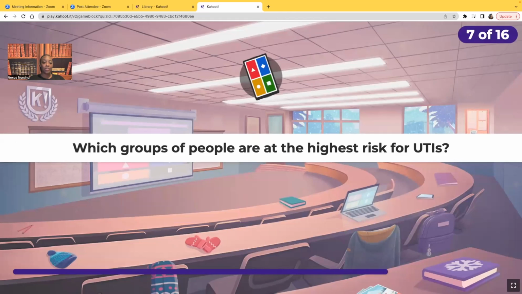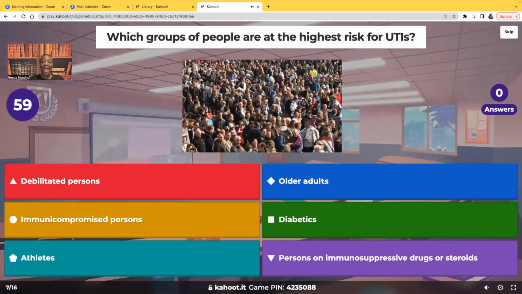Select all that apply. Which group of people are at the highest risk for urinary tract infections? Here are your choices, guys: debilitated persons, older adults, immunocompromised persons, diabetics, athletes, persons on immunosuppressive drugs or steroids. This is select all that apply.